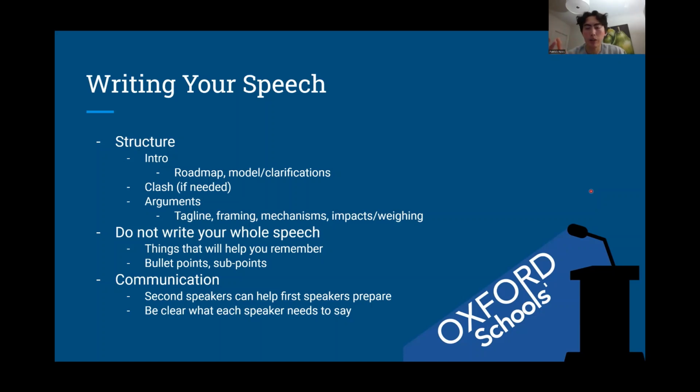In terms of the actual arguments, in the third workshop on argumentation, we talked about how to structure your arguments. Let's do a brief reminder. First, you're going to want to do your tagline, and that's just what your argument generally is. Second, framing, which is characterizing what the world looks like. Thirdly, mechanisms, explaining why policy X is likely going to lead to outcome Y. And fourthly, impacts: why is it important? What is this likely to look like?